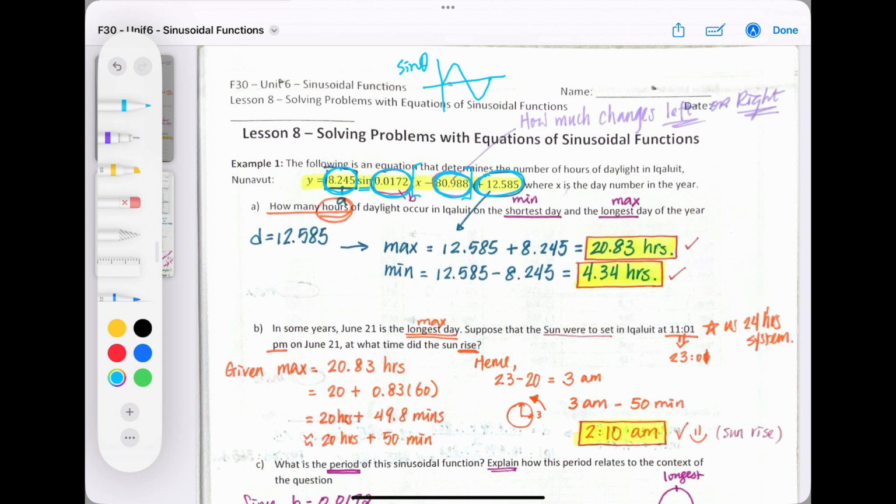So, eagle eye. When we solve a problem, pick up the keyword. The shortest day tells me I'm looking for my minimum, and the longest day is my maximum. So, activate knowing my principal axis, my midline. How high can I go? That will be plus my amplitude, and how low can I go, minus my amplitude.